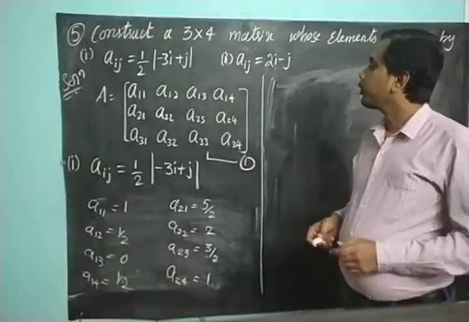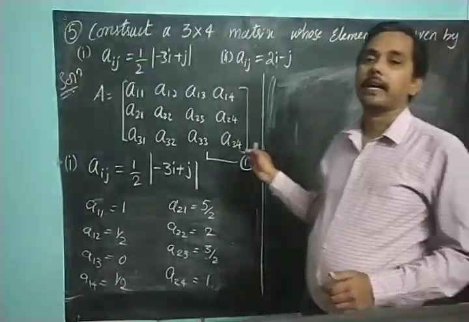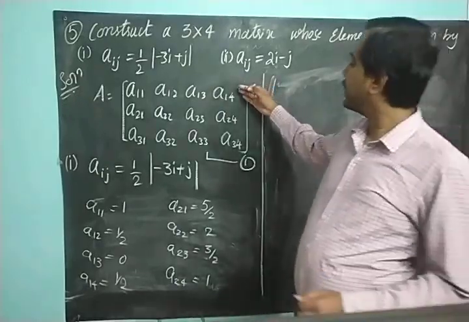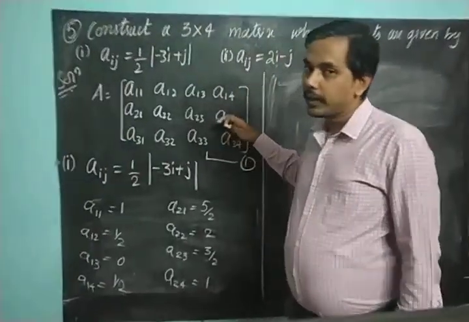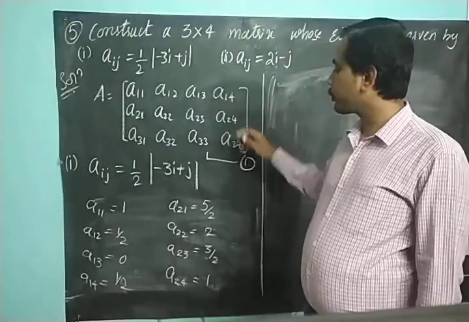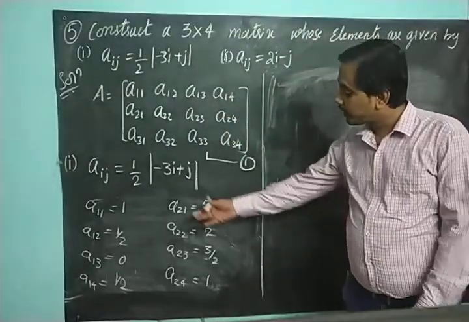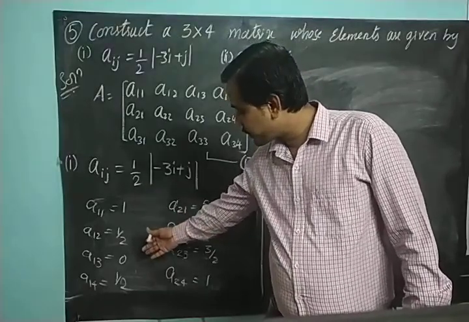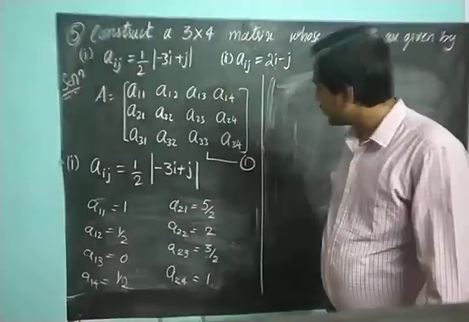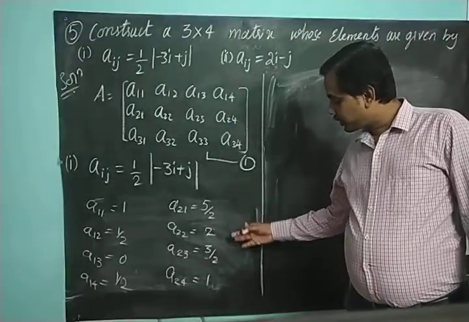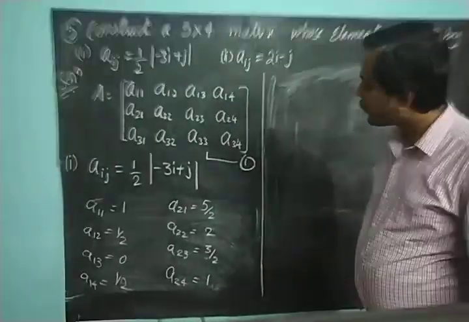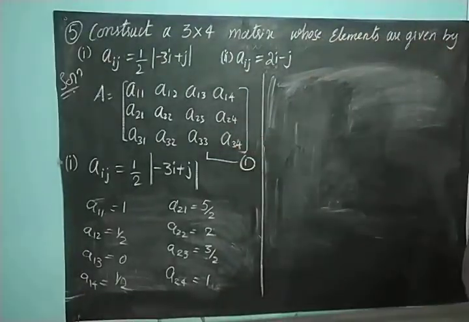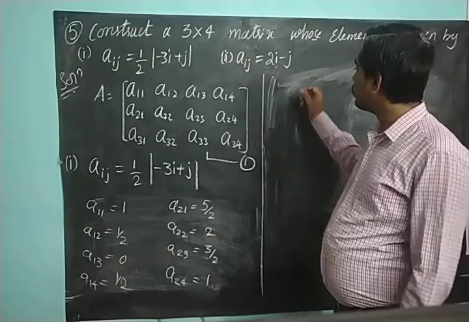Okay friends, I hope you have taken down all the things and I hope you have also understood how to calculate the value of all the entries. Till now we have calculated the values of entries of 2 rows, that is up to 2, 4, and I have reproduced them here. A11 was 1, A12 was 1 by 2, A13 was 0 and A14 was 1 by 2. Similarly 5 by 2, 2, 3 by 2 and 1 were the value of A21, A22, A23 and A24. Now let us see what will be the value of A31, A32 and so on.